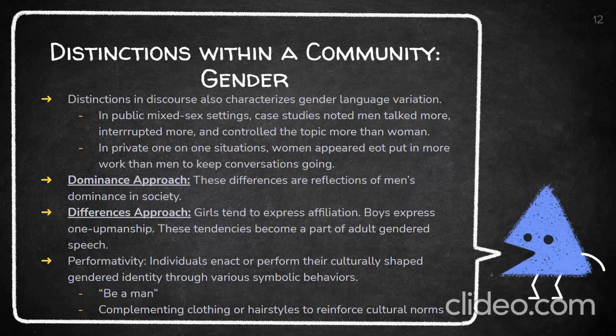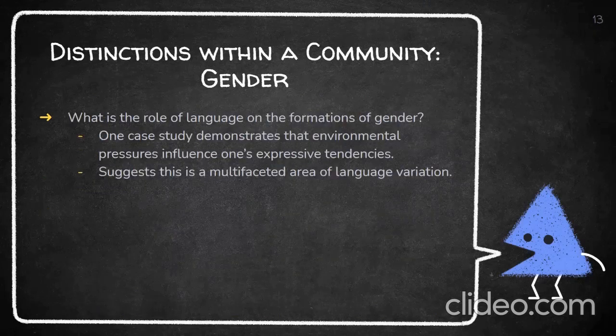And there's another concept called performativity. It's where individuals enact or perform their culturally shaped gender identity through various symbolic behaviors. So it would basically be a man being pressured to talk more manly simply because he's a man. So, man up, be a man, act like a man, those kinds of things. And on the other side, for femininity, complimenting a girl's hair or hairstyle is also using rhetoric that conforms to typical beauty standards. So those are reinforced. What is the role of language on the formation of gender?